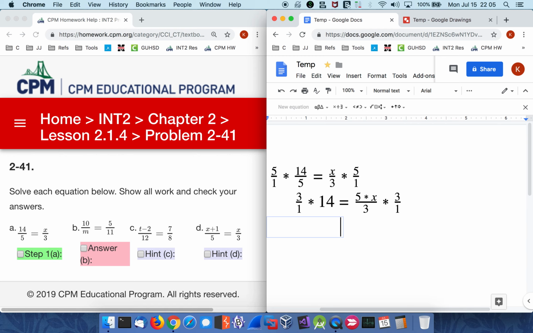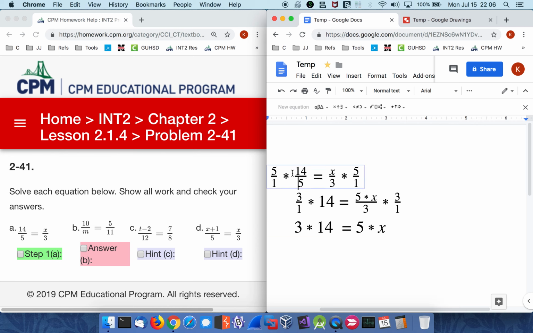So that equals 5x, or 5 times x, right? And then over here, we're going to get 3 times 14. Man, that spacing's weird. All right, there we go. So that is where you get your cross multiplication.